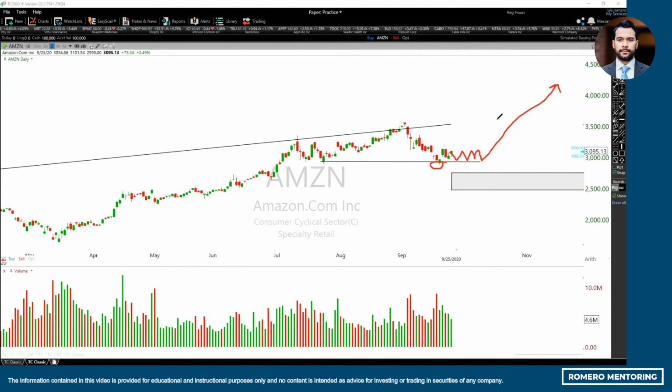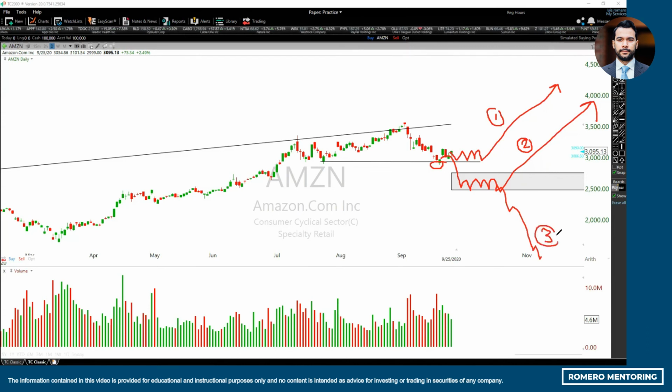So this could be scenario number one. Scenario number two would be that Amazon comes to this area and consolidates and then moves higher. That would be scenario number two. Scenario number three would be that Amazon fundamentals are not as strong as we are interpreting, and then Amazon zigzagging here would just continue moving lower. This will be scenario number three.